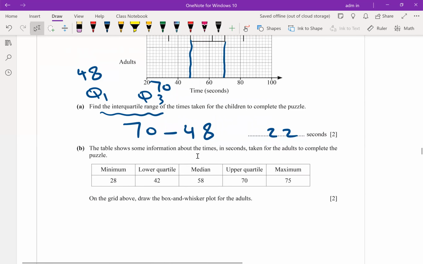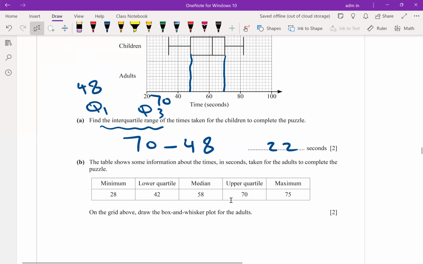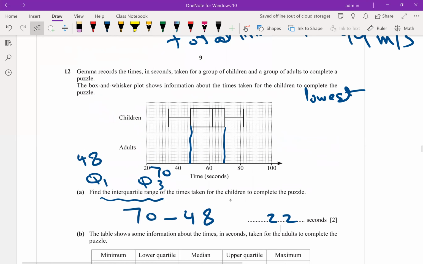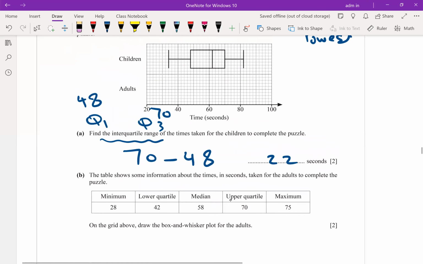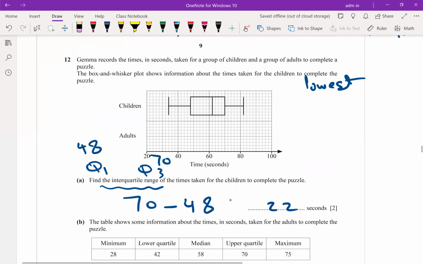The table shows some information about the times. It's given another one. He asked to plot the box and whisker. Minimum 28. You can draw it on the same graph. On the grid above, draw the box and whisker. The first point is 28. This is 28.